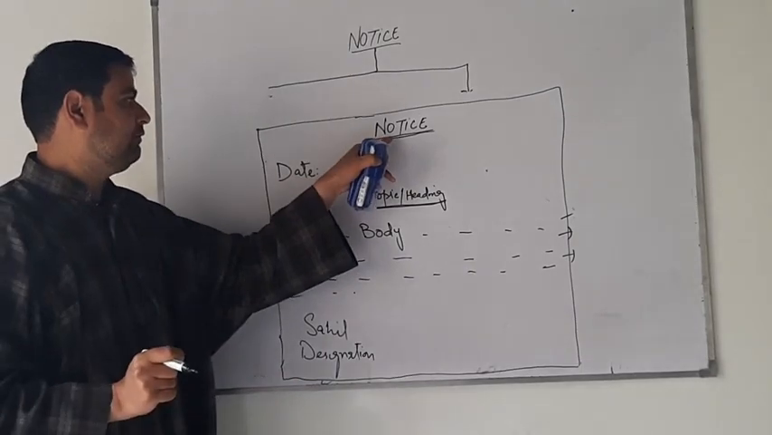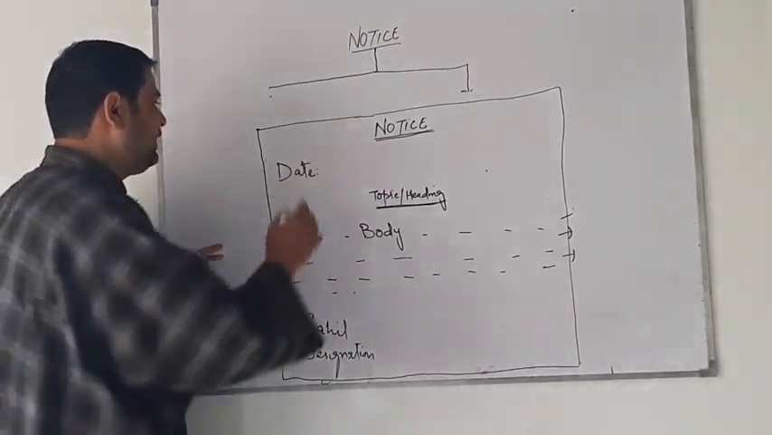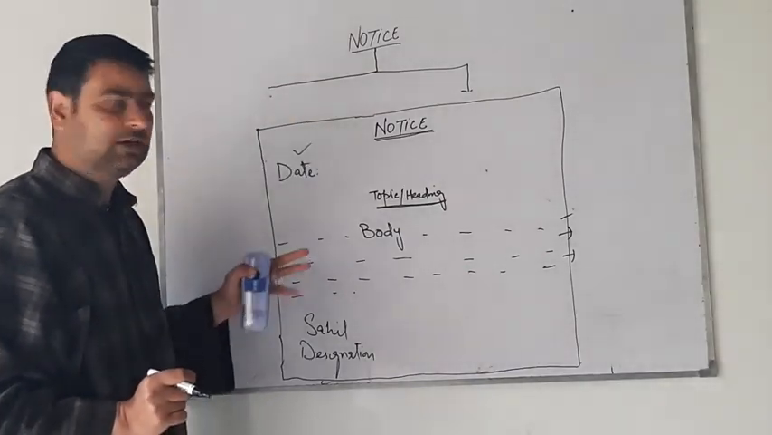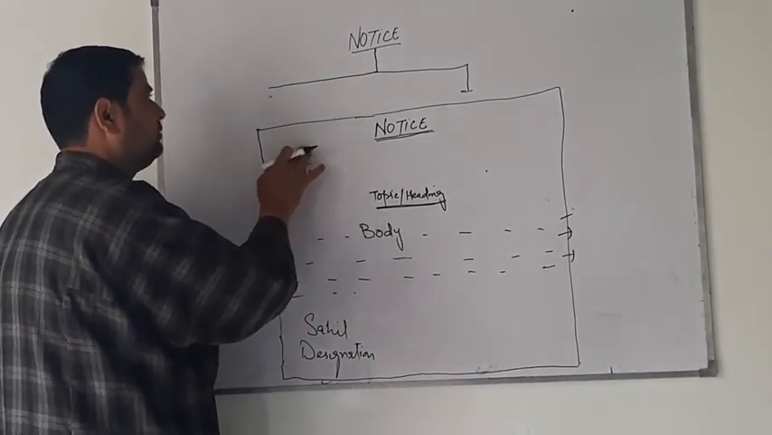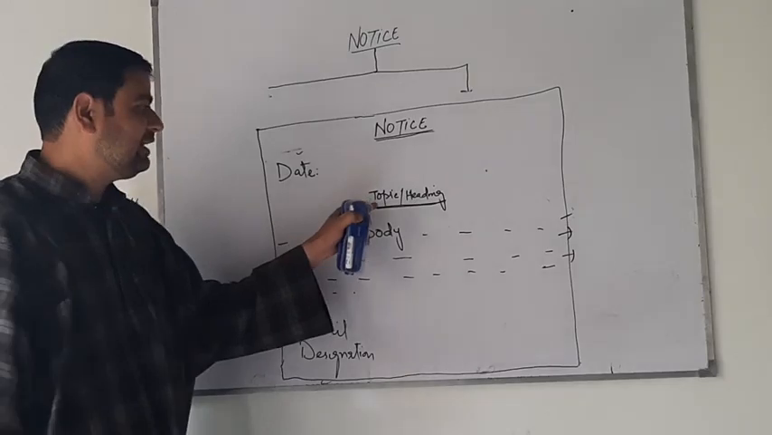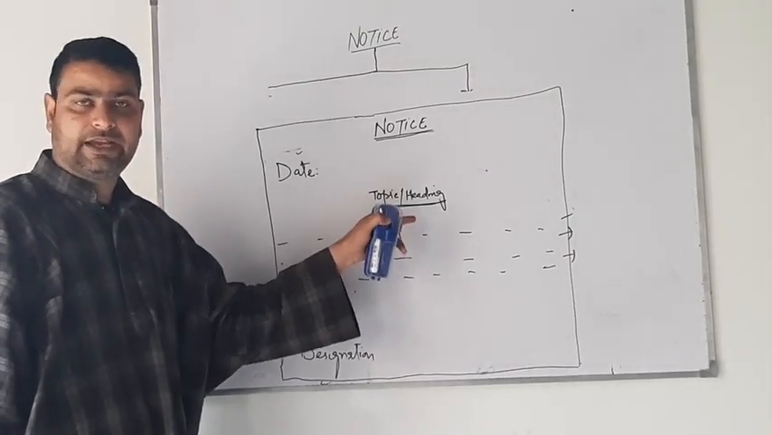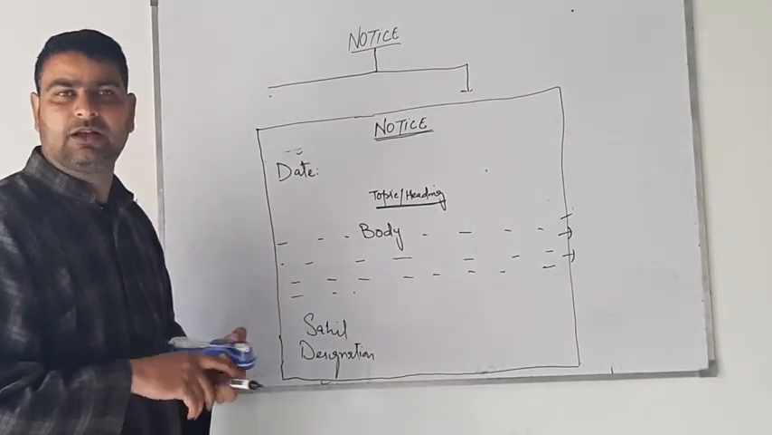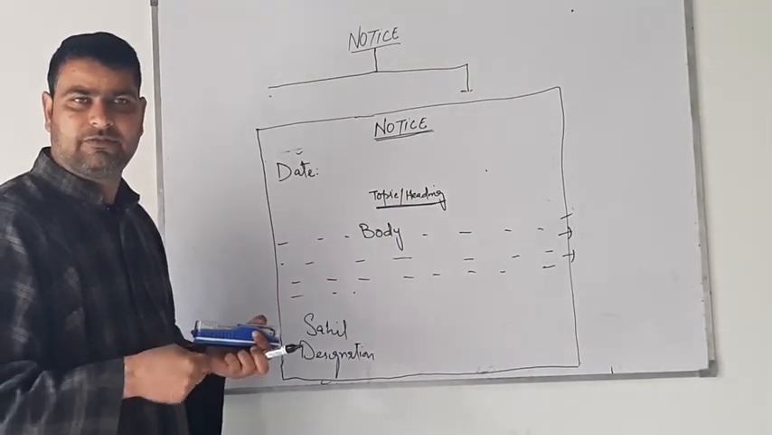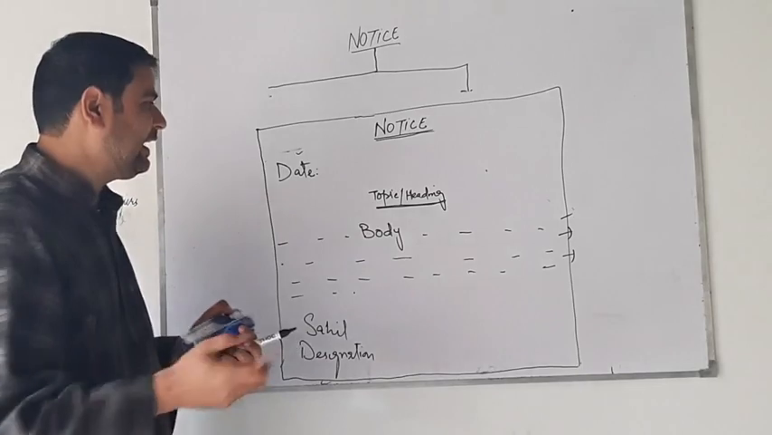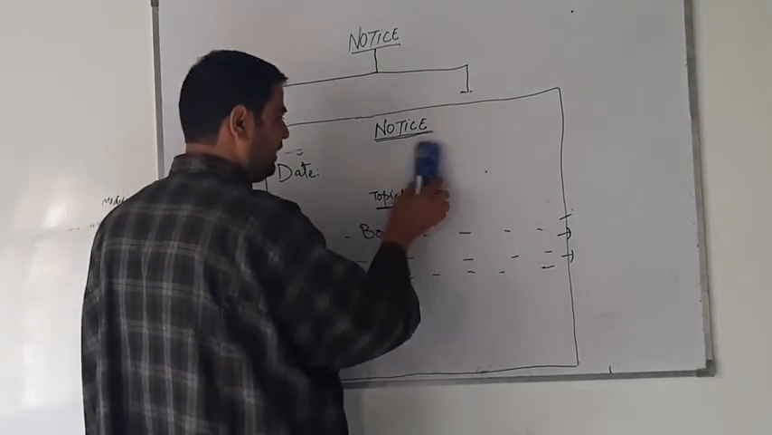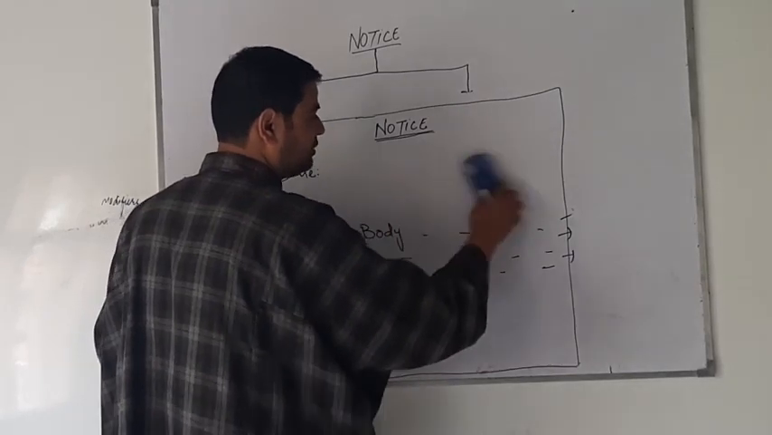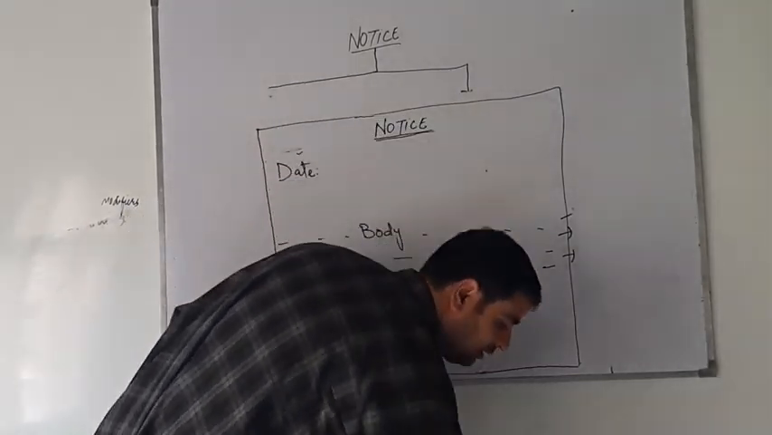And once this is over, the date we have to mention it like we mentioned in the formal notice. And then the topic or heading. You know, we can write the topic as well, like "Lost phone" or "Found something". But it is better to write it the way you might have seen in notices in the newspapers as well.